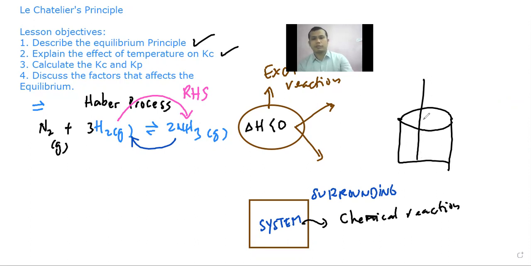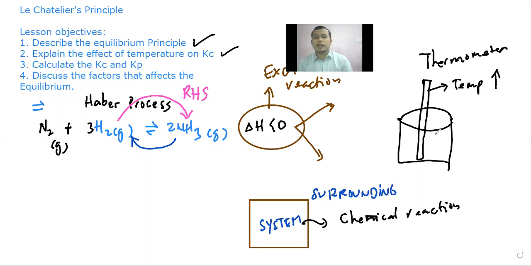let's say I have a polystyrene cup, and I insert a thermometer, and I have this gas. Definitely I will be able to observe that the temperature on the thermometer increases. The temperature increases because the energy is given out from the reaction of nitrogen and hydrogen to give ammonia, from the system to the surrounding. So the surrounding is basically the thermometer.